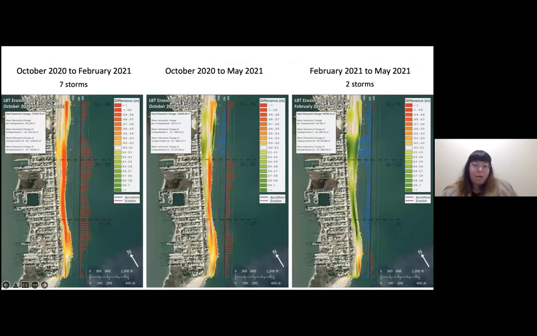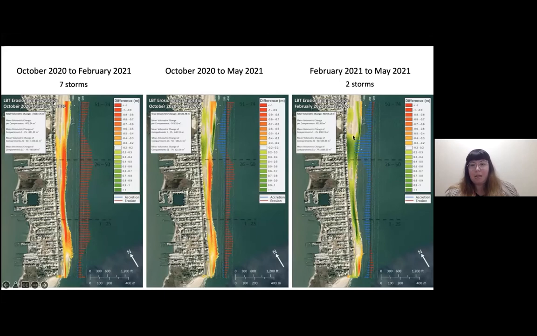Just to better visualize that, this is demonstrating the volumetric change, using a heat map feature. This middle panel right here is from the beginning of our study in October to the end of May 2021. This left panel is showing October to February, representing the time of storminess. We had 7 storms occurring. And this panel on the far right is showing February to May, our period of quiescence, where we only had 2 storms.